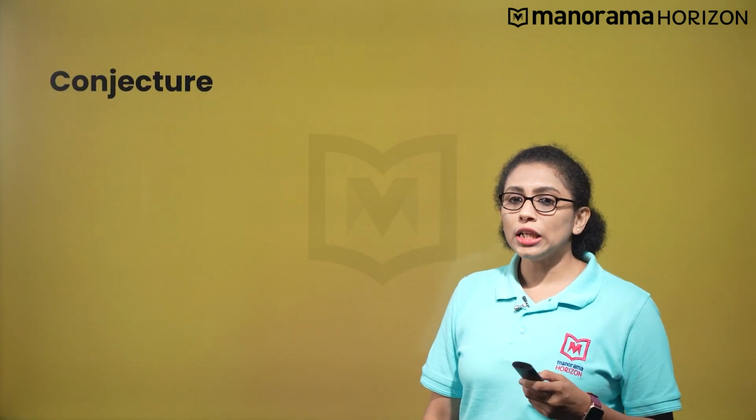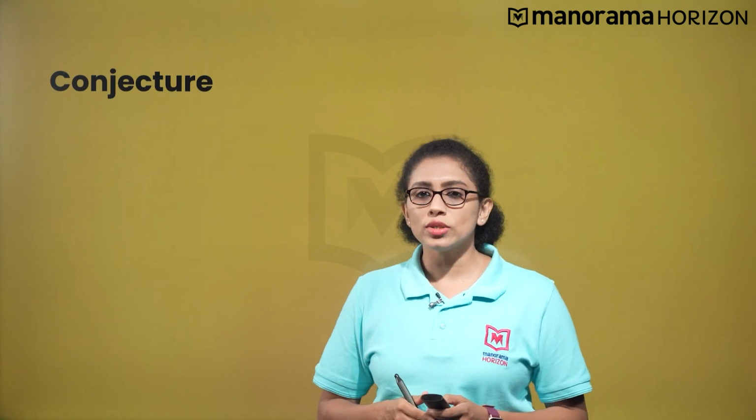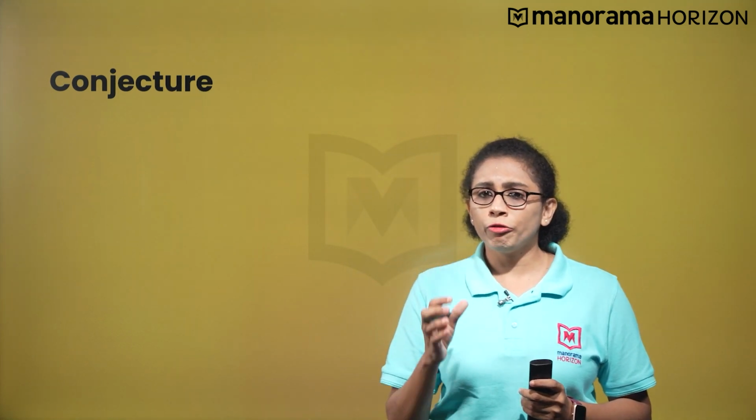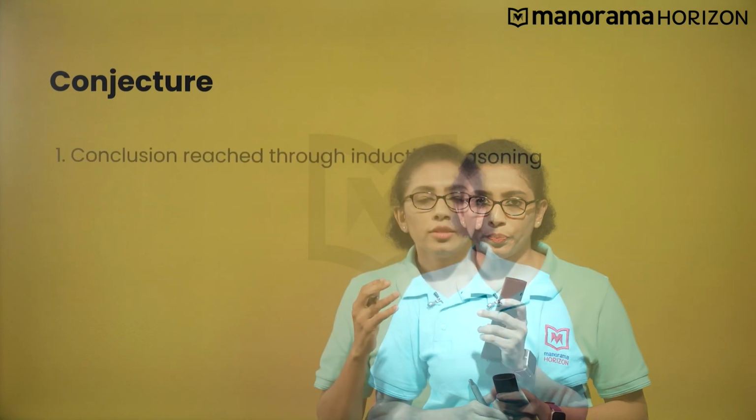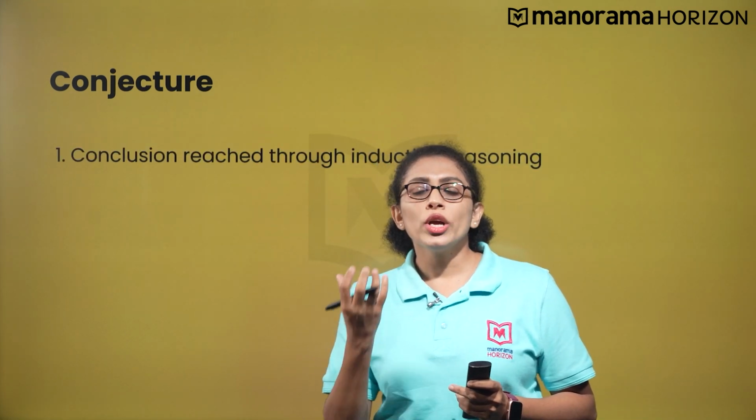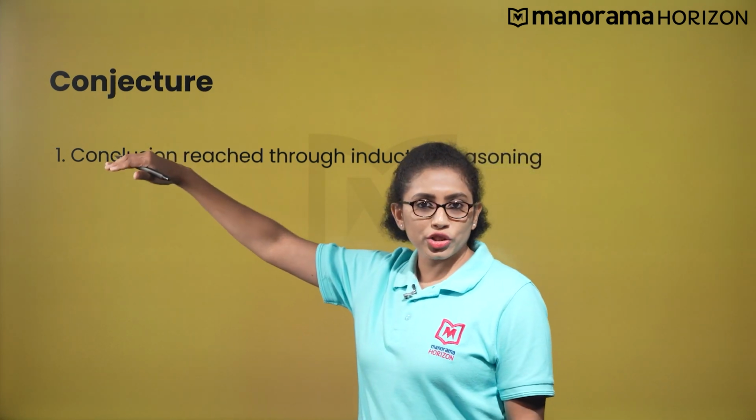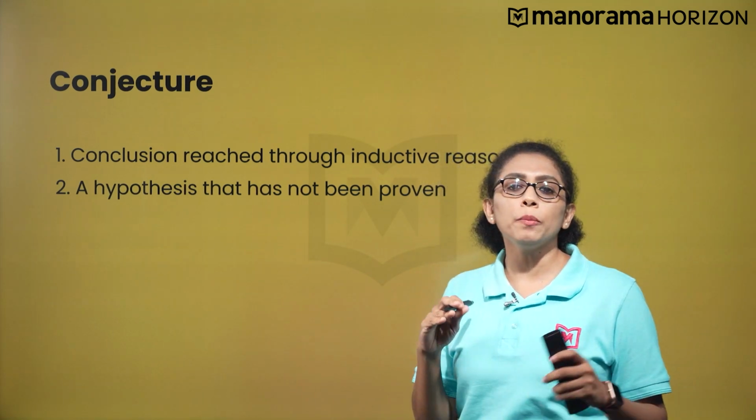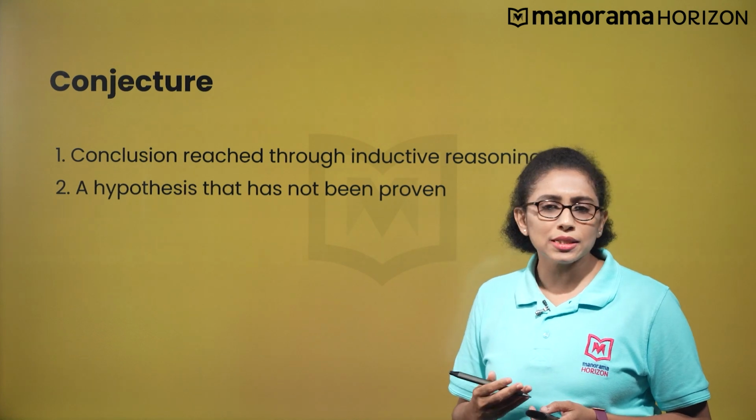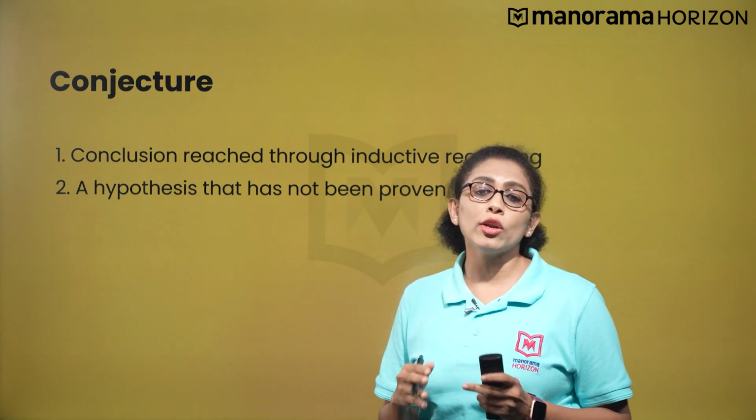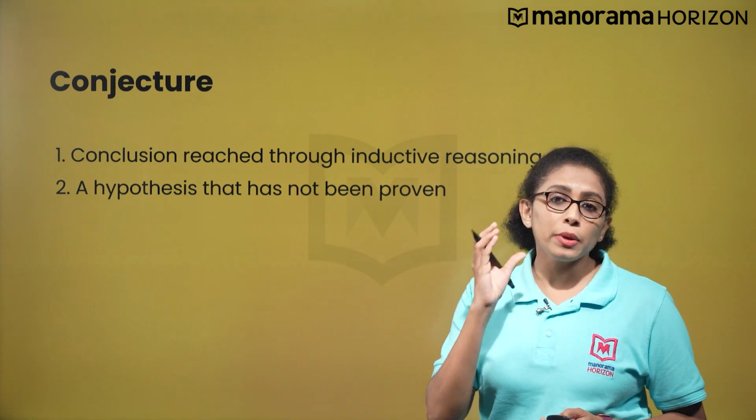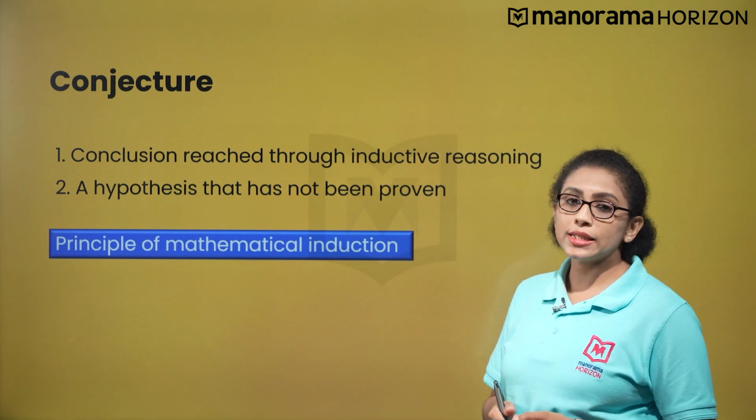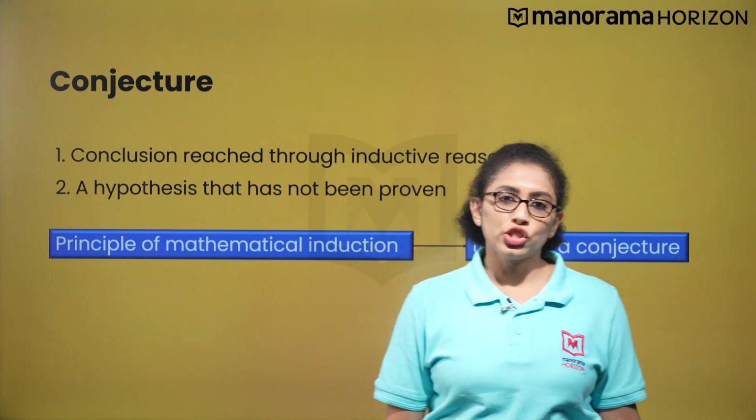Coming back to inductive reasoning. Inductive reasoning is widely used in mathematics. By observing the specific pattern in a particular case, we infer a general conclusion from that outcome. The conclusion which we reach through inductive reasoning is called a conjecture. Conjecture is a hypothesis that has not been proven. Just because we observe some patterns in many cases doesn't mean it is true in all of them. Conjecture must be proved for those cases. The principle of mathematical induction is employed to prove a conjecture.